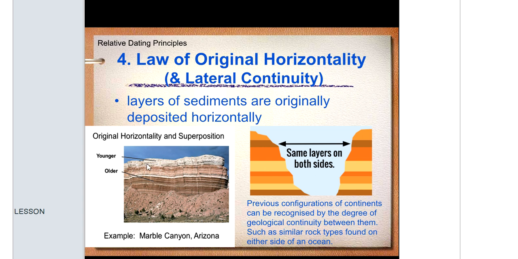And here's an image of horizontal layers in Marble Canyon, Arizona. It's called Marble Canyon because it kind of looks like there's marbling in the rocks here with the different layers. So again, you have younger on top, older on bottom, and it's laid down in layers horizontally. This canyon on the right, you can see equal layers on both sides.